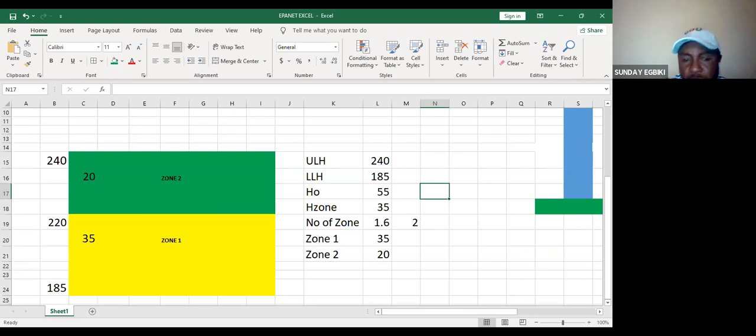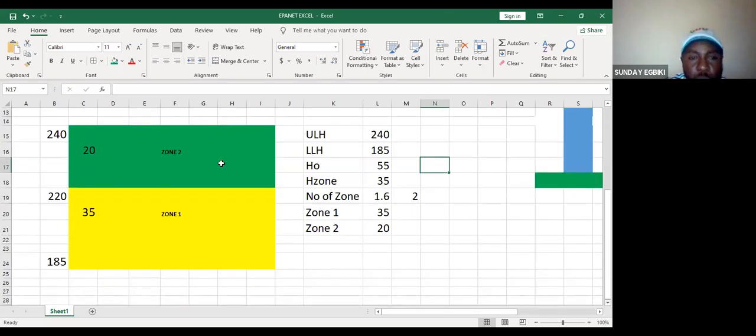Now, what happens? This is the zone. This is the complete area. This is zone 1. This is zone 2. Now, the minimum elevation, the lowest limit of housing, is 185. The upper limit of housing is 240. When we subtract this, we have 55.